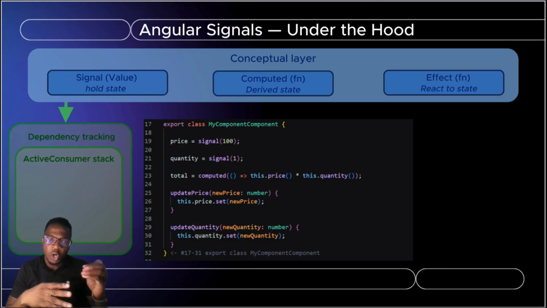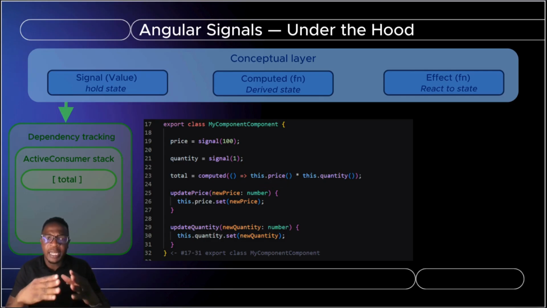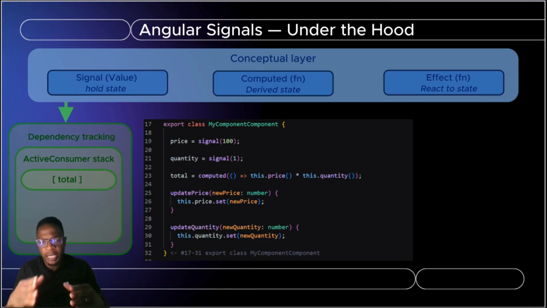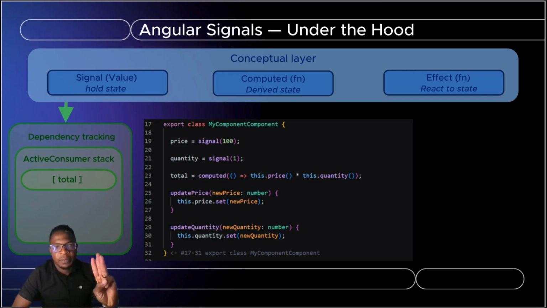Step number one, the computed signal starts executing. When Angular evaluates total, it pushes total onto our active consumer stack. Then it goes on to step number two, where it now runs this line here. At that exact moment, it checks, is there any active consumer? And in this case, yes, there is, which is total. Then it registers the relationship between price and total. Then it runs this line here on quantity. At the same time, it also registers the relationship between quantity and total. Number three, execution finishes. Angular removes total from the stack.